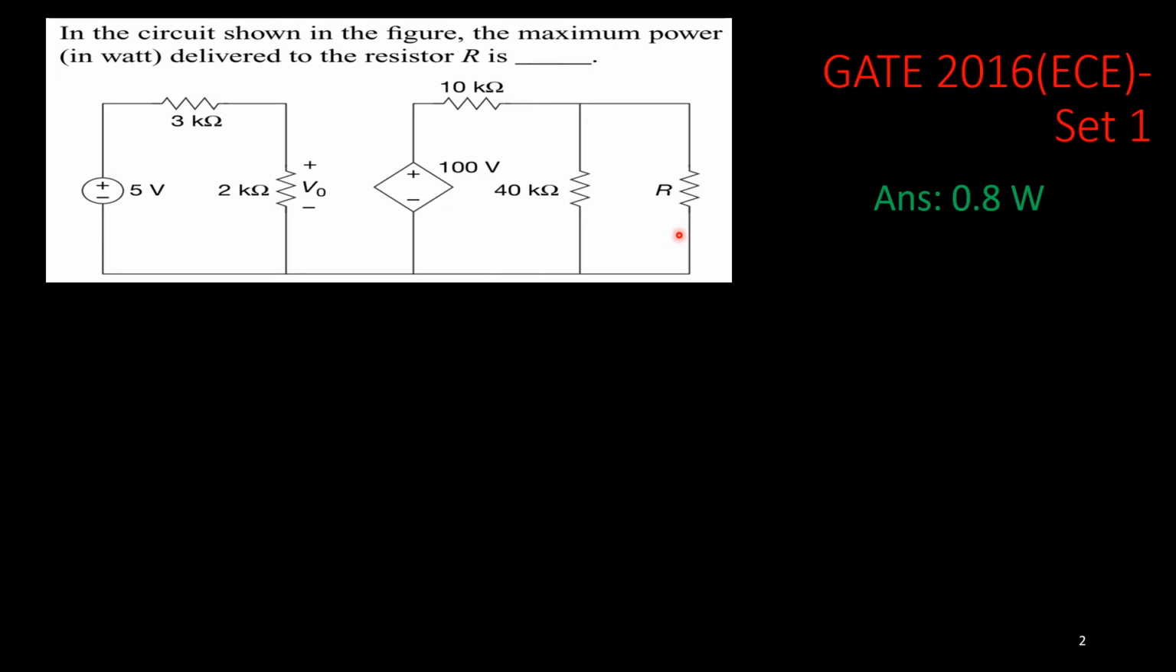Okay, so the circuit is given. The total circuit contains some dependent source and independent source. Now this R is not given, and you can find R, and you can find the maximum voltage delivered in this resistance R.